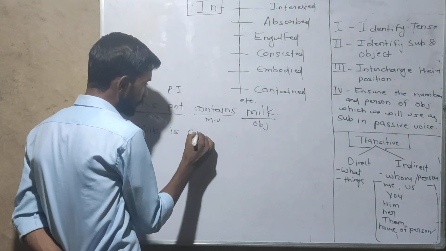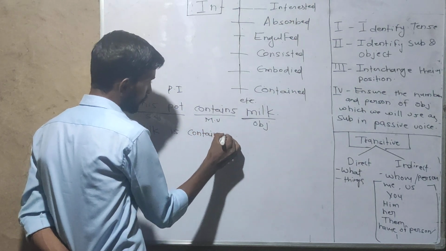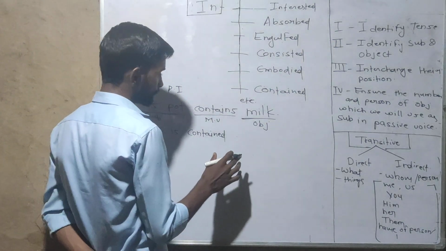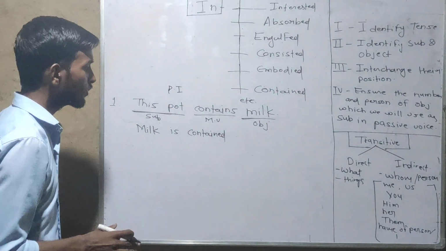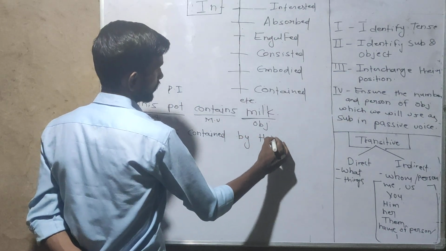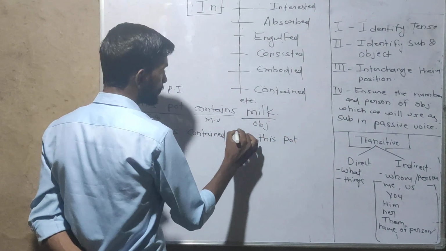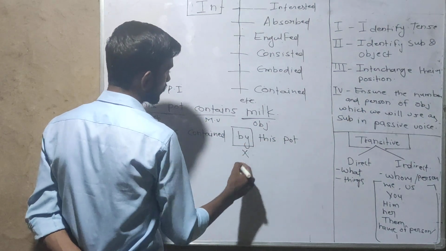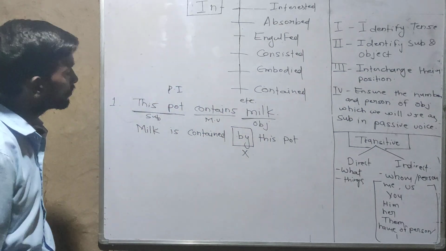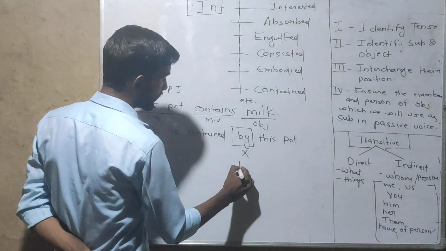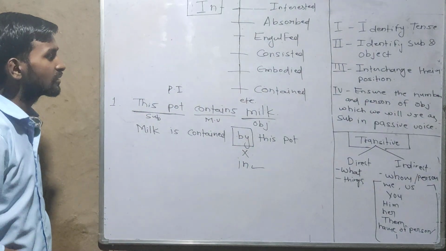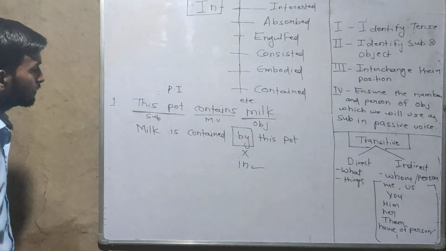Now contain will become contained. We use the third form after is. So milk is contained. Now many students commit this mistake: they write by this pot. But the use of by here is wrong. We have to use in here. Milk is contained in this pot. This is right. Okay. Now one more example.